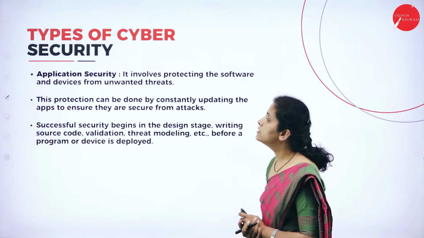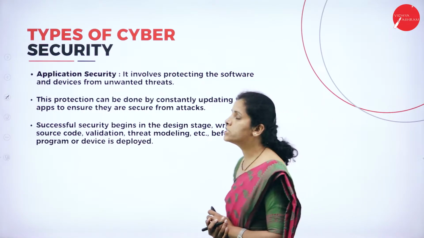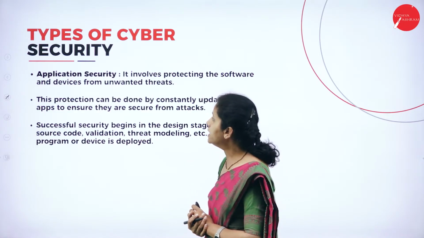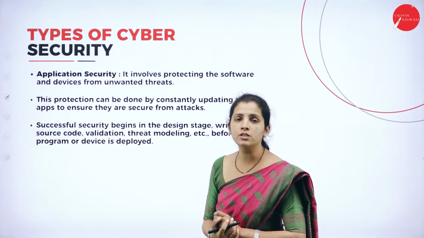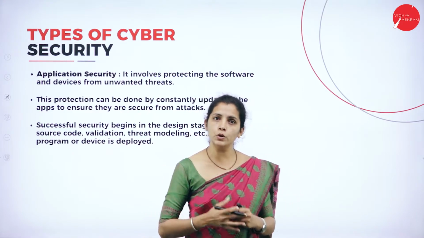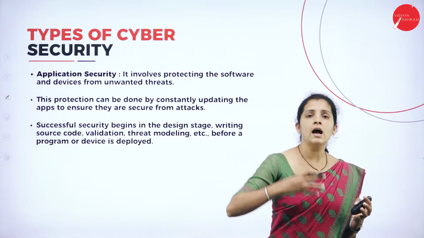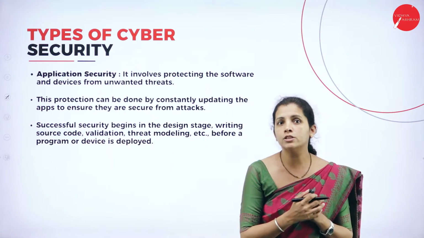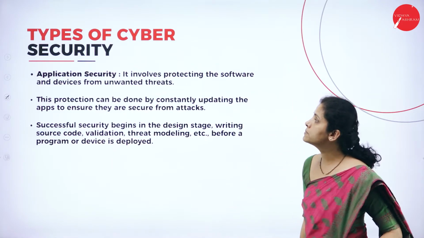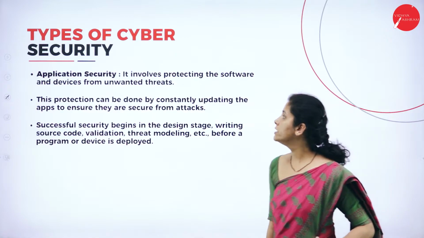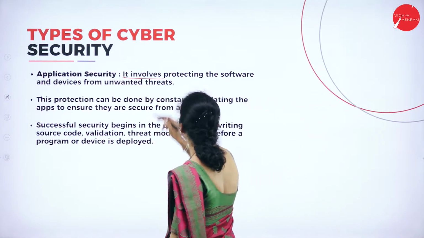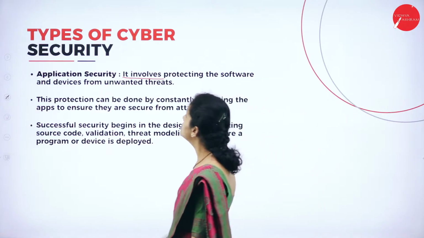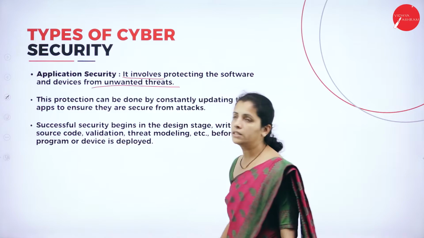So here, the next type is application security. So what is this application security? That is mainly related to all the application software. That means how I'm going to use the application software and how I'm going to provide the security for that application software. All those things come under application security. So it involves protecting the software as well as devices from unwanted threats.